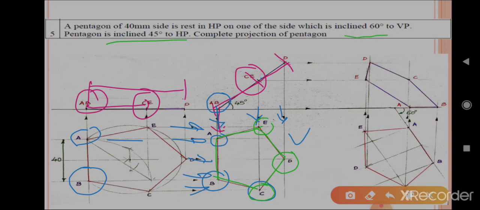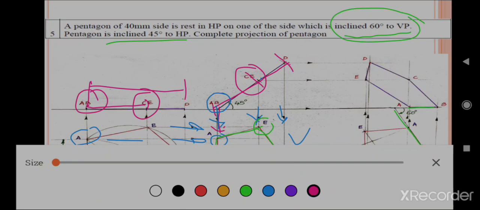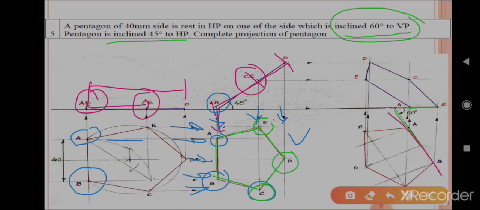The next condition is 60 degrees to VP. The plane is inclined 60 degrees to HP. It is resting on one of its base sides. So the pentagonal base makes a 60 degree angle. First draw the 60 degree line, and the same view we can project here, with the first point A and point B marked on the line, and with the construction take the vertical perpendicular lines.